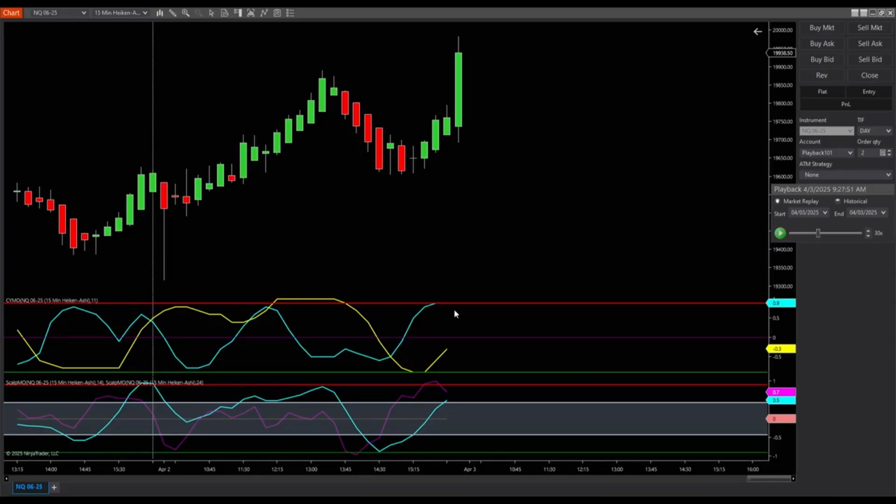Before we dive in, let's start with the macro. The markets opened big time in the red today after the Trump tariffs officially kicked in. And just like that, we saw a sharp sell-off right out of the gate.